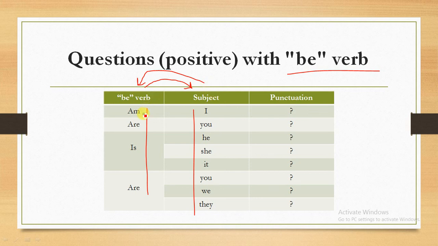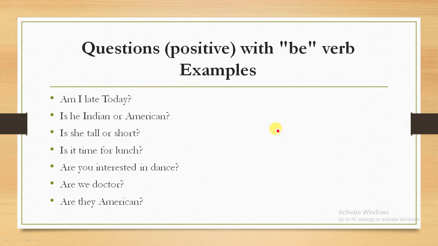Okay, that means "Am I", and here is the question mark: Am I an Indian? Are you from America? So this type of sentences we can create. Here we will see some examples in depth. For example: Am I late today? Is he Indian or American? Is she tall or short? Is it time for lunch? Are you interested in dance? Are we doctors? Are they American?